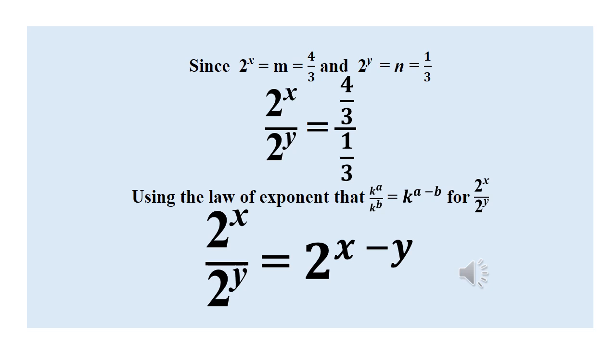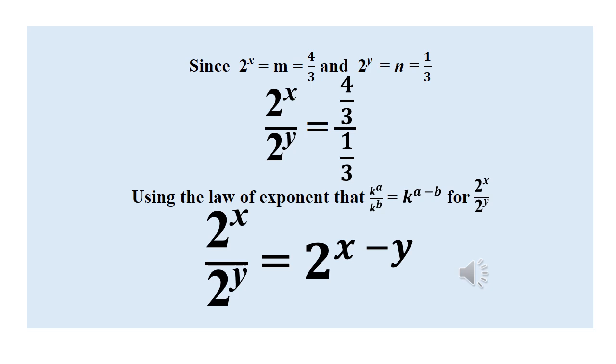Now we can plug in, since 2 raised to power x is m and m is 4 over 3, it means 2 raised to power x equals 4 over 3. And since 2 raised to power y is n and n equals 1 over 3, it means 2 raised to power y equals 1 over 3.